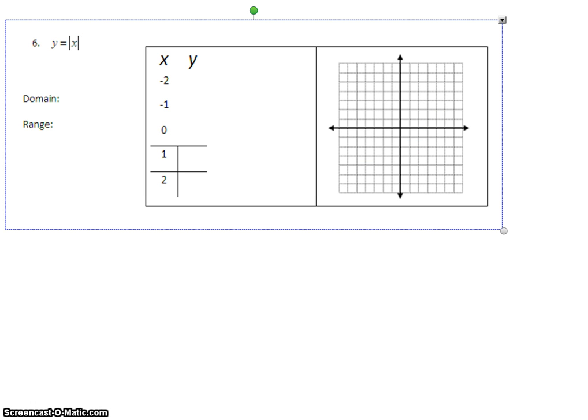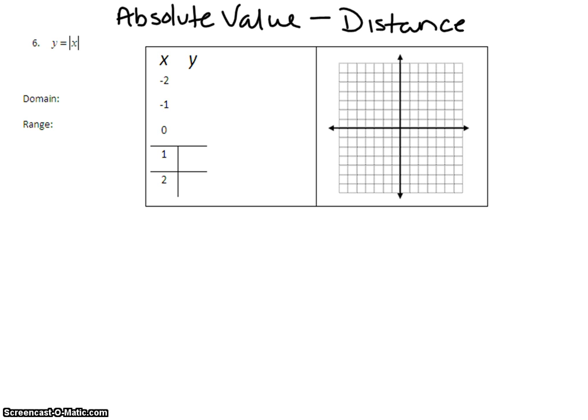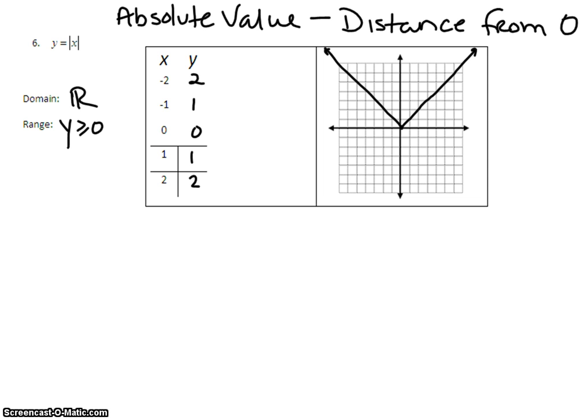All right, and our last one, absolute value again. Absolute value, as you recall, is your distance from 0. And that's why we talk about it as non-negative. -2 is 2 units from 0. -1 is 1 unit from 0. And here's where we get the V-shaped one. So this is the one that's a little different than the others. Now my domain, everything's got a distance from 0, when we talk about real numbers. My range though, because again, they're non-negatives, is always going to be greater than or equal to 0.